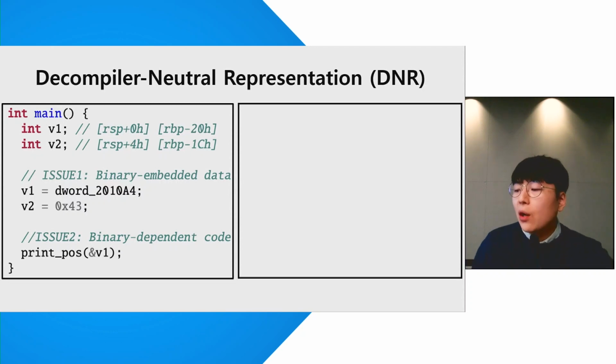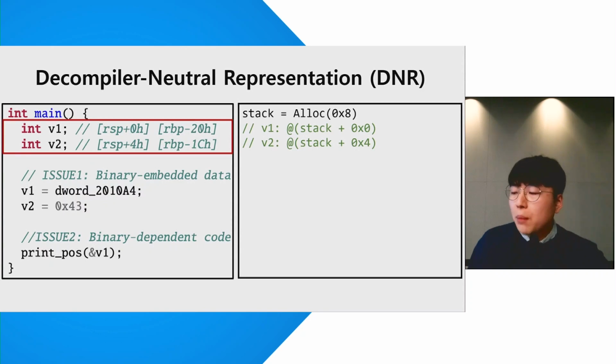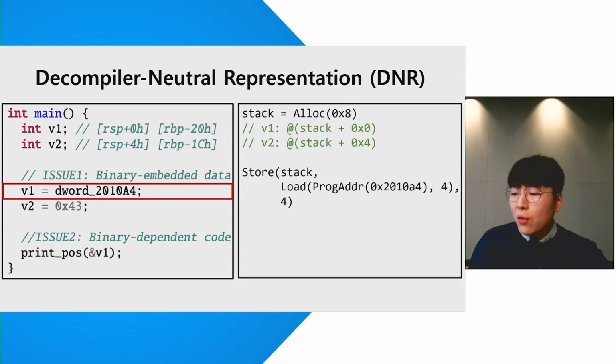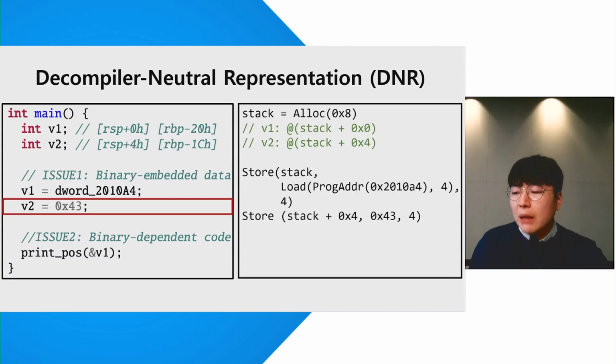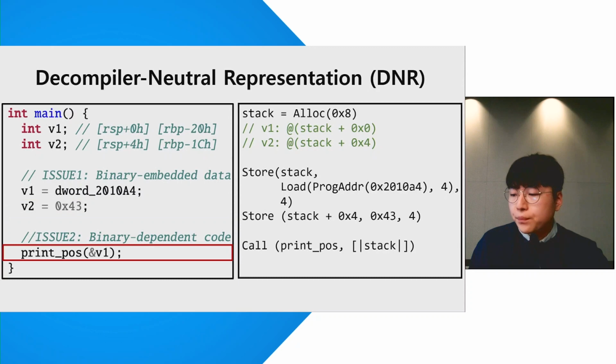Now let's briefly check how we lift the decompiled code into DNR. At the beginning, we calculate the stack memory layout to figure out where each stack variable is stored. Based on that, we lift the stack variable accesses. For example, the assignment of variable v1 is translated like this. Note that we also lift global variable reads by loading the memory at the corresponding addresses, which are described with program-base addresses. We can correctly interpret this based on the program data section, which I mentioned before. Using this process, we can keep lifting the decompiled code to DNR.